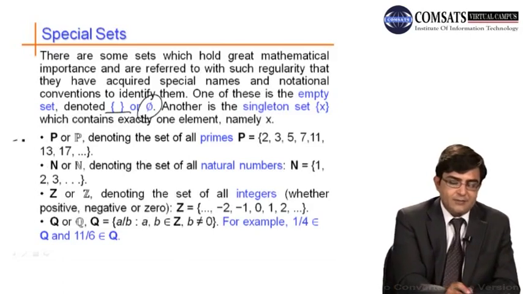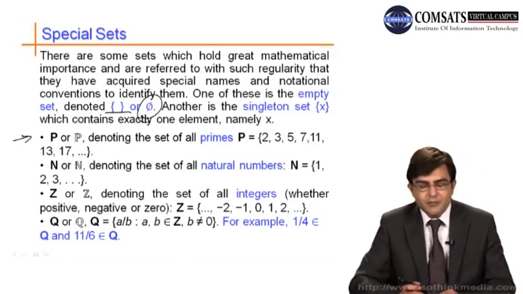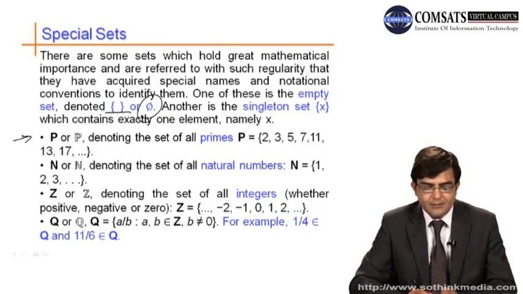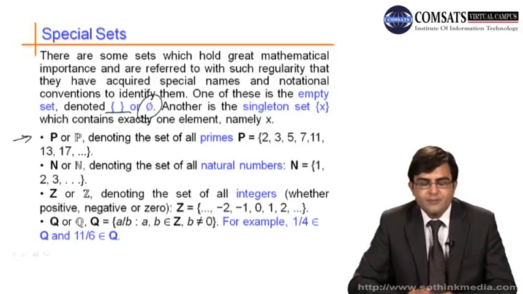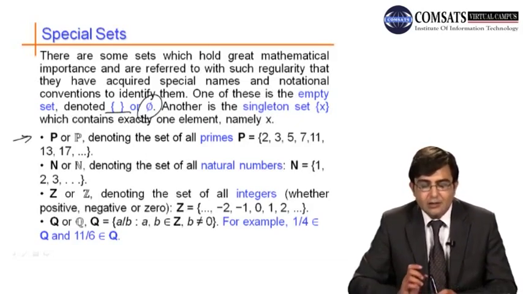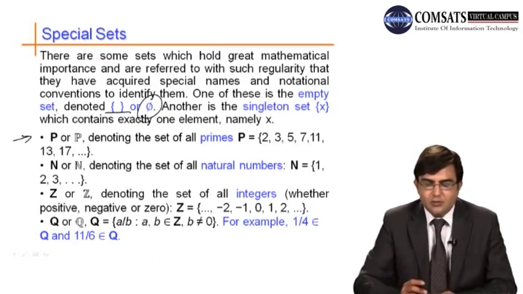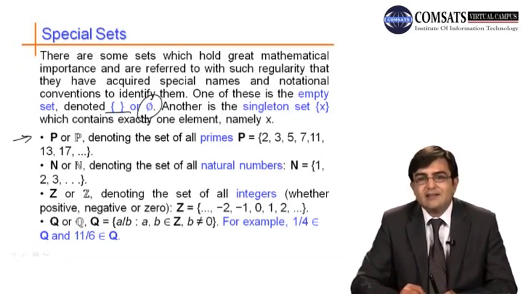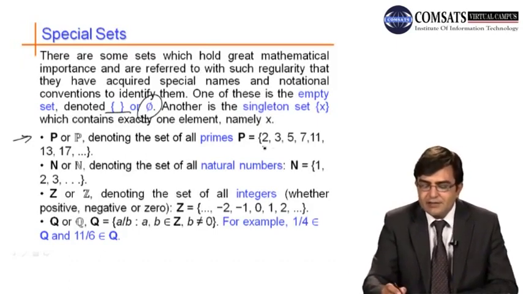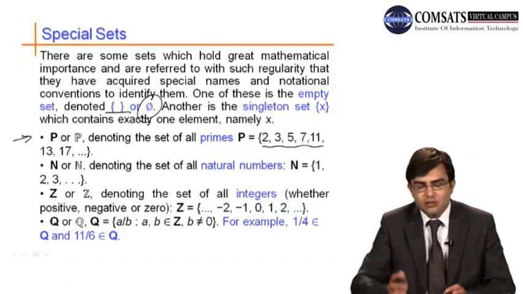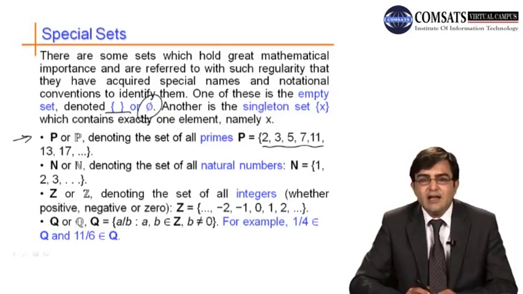There are some sets which have special notation. For example, the set denoted by capital P, the letter P, is only allocated for the set of prime numbers. If somewhere in the books you see the set capital letter P, this means obviously that this is a set of prime numbers, and you have already studied prime numbers in the previous lectures. So the set of prime numbers is basically 2, 3, 5, 7, 11, 13, 17 and so on. So this is basically an infinite set.